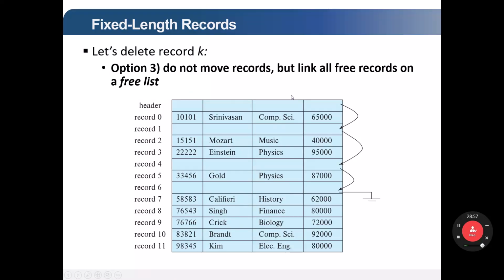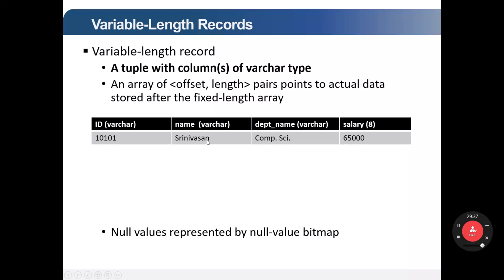And there's another option. Do we really need to fill up those empty spaces? Maybe not. If all records are of the same size, then instead of filling up this empty space, we can just keep a linked list to keep track of those free spaces. Suppose record 1 has been deleted, 4 has been deleted, and 6 has been deleted. Then using some metadata, we can keep track of these empty spaces so that subsequent insert operations can use these free spaces.